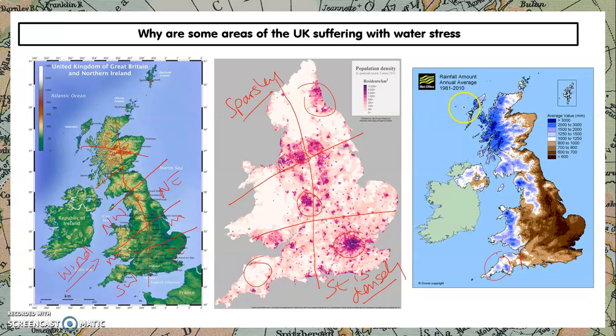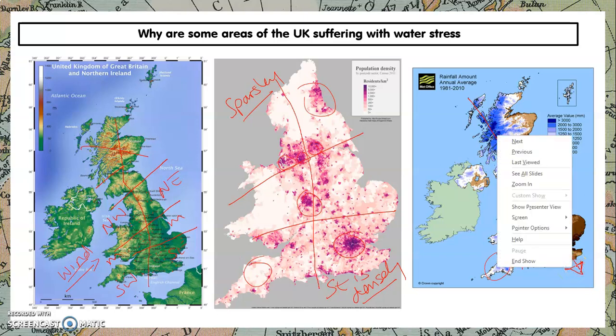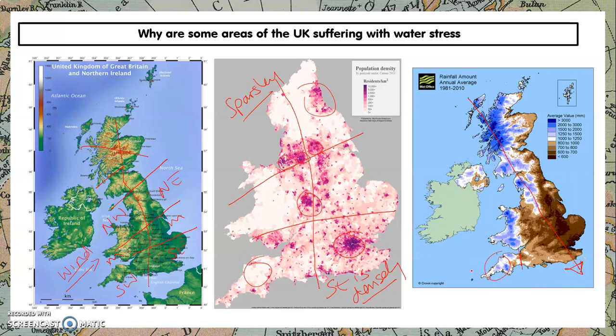So what we've now got is a continuing pattern of population growth towards the southeast, flatter land, and lower levels of rainfall. If you put all of that in together, what you then start to find is that you end up with an uneven distribution of water stress within the country.